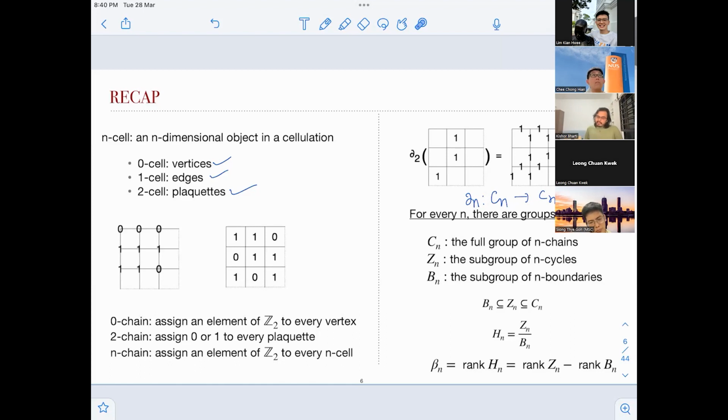So basically, given a cycle, it can be a boundary or it cannot be a boundary. All boundaries are cycles, but not all cycles are boundaries. Using this idea, you can use the notion of boundary to define this quotient group: you start with Zn and quotient by Bn, and what you get is called the nth homology group. The rank of the nth homology group is what we call the nth Betti number, and it's nothing but rank of Zn minus rank of Bn.